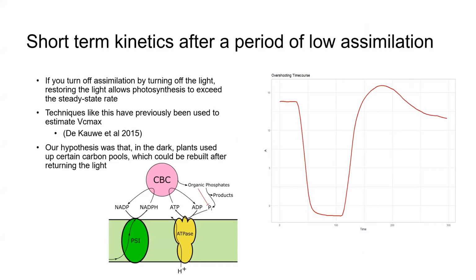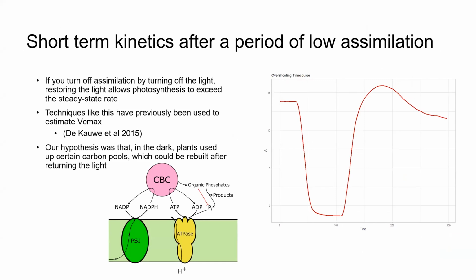A few years ago, when I first got interested in TPU limitation, there were a couple of papers talking about a 1-point fit for Vcmax. By turning off the light for a brief period of time, here it's 60 seconds, before returning the light, you can achieve an overshoot, where the rate of photosynthesis that you achieve beats the steady state photosynthetic rate. This overshoot was being used to fit Vcmax, the Michaelis-Menten Vmax for carboxylation.